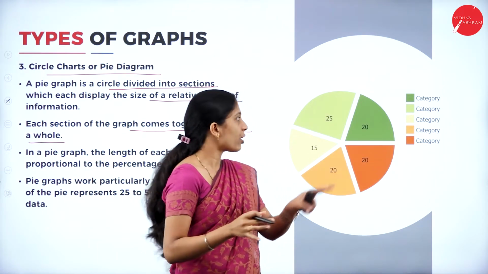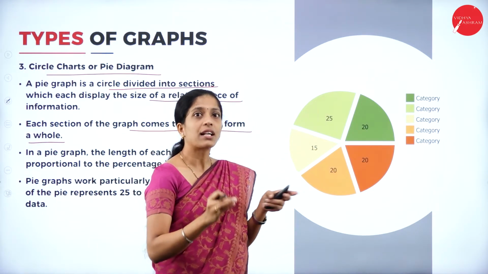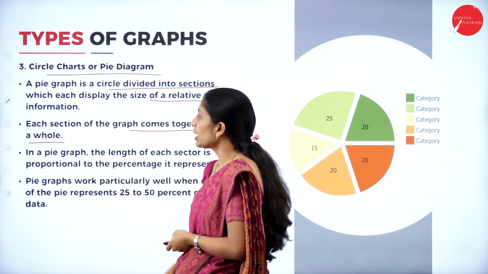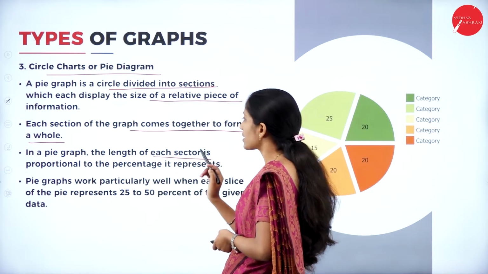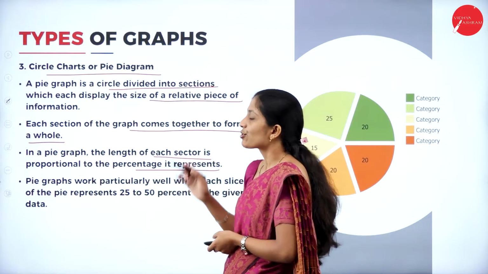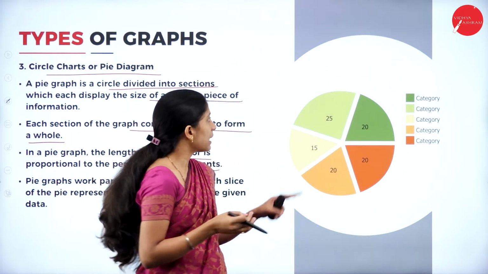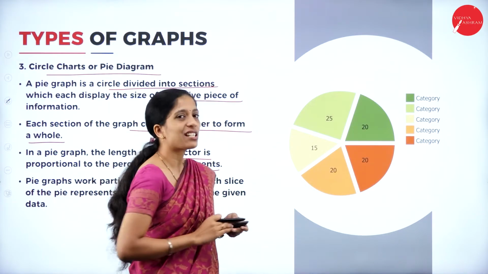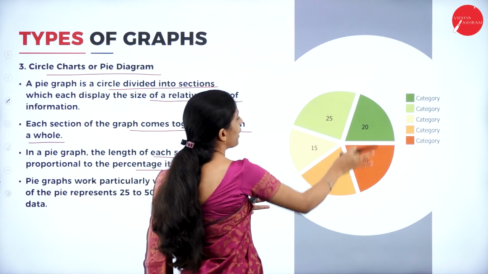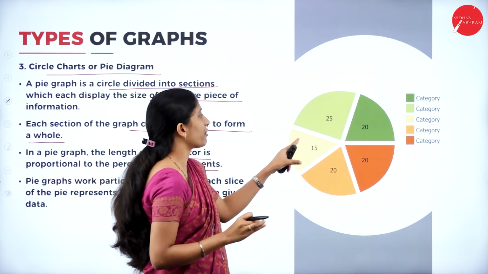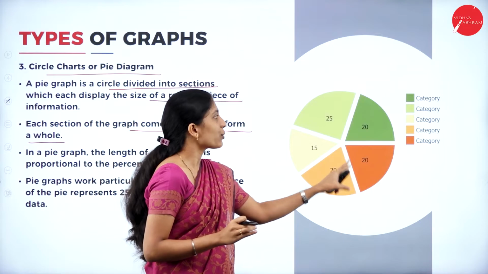When you add all this, you will get the whole, but depending upon the variations, it will be divided. In a pie graph, the length of each sector is proportional to the percentage it represents. What does it mean? Here they have given 25, 20, 20, 20 and 15. Each represents a percentage. If you add all this, you will get 100%. And here they have divided it into 25%, 15%, 20%, 20% and 20%.